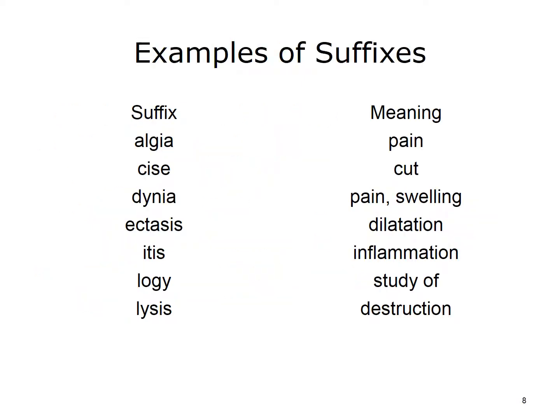Here are more examples of suffixes and their meanings. Algia means pain. Cise means cut. Dynia means pain or swelling. Ectasis means dilatation. Itis means inflammation. Logy means the study of. Lysis means destruction.